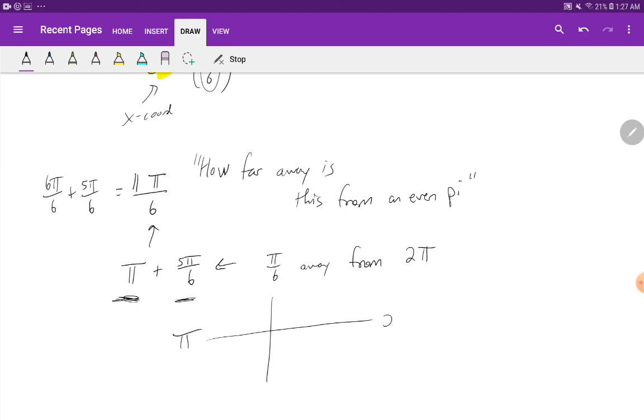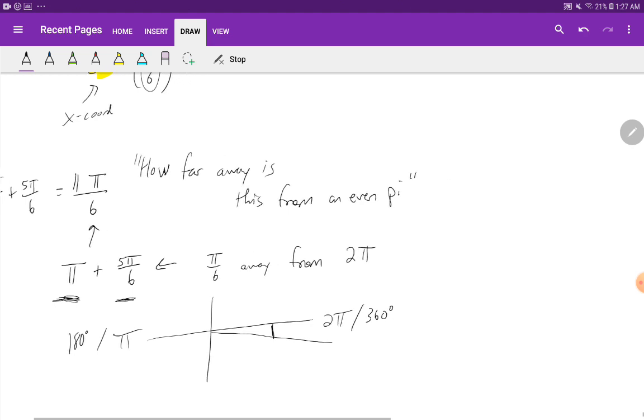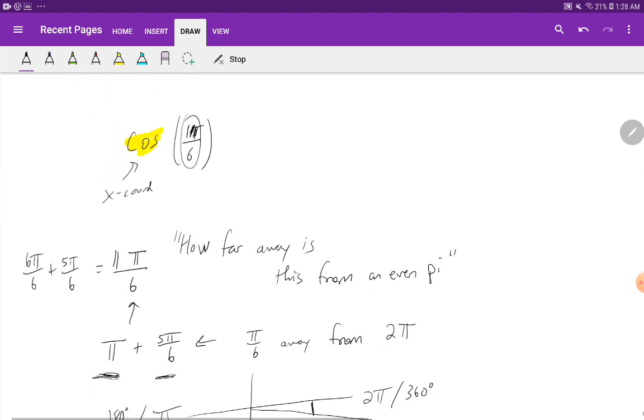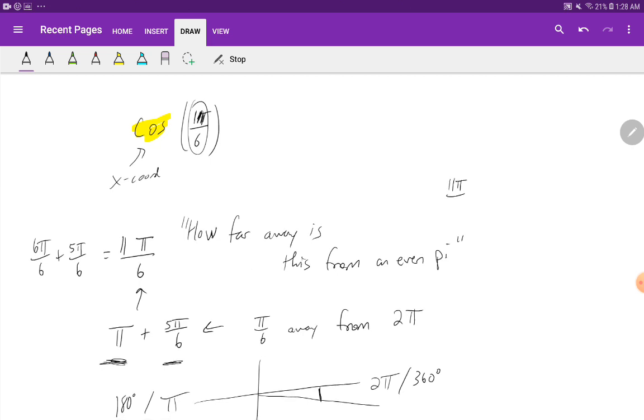This is pi, this is 2 pi. Pi is 180 degrees. 2 pi is 360 degrees. So this means I'm really close to 360 degrees. If you did not like any of that, I understand. I know you guys are still getting used to the radian stuff. Just turn it into degrees. 11 pi over 6 times 180 over pi. Pi's cancel out. You're left with 30 times 11, which is 330 degrees. So this is cosine of 330 degrees. And that matches up with our picture.